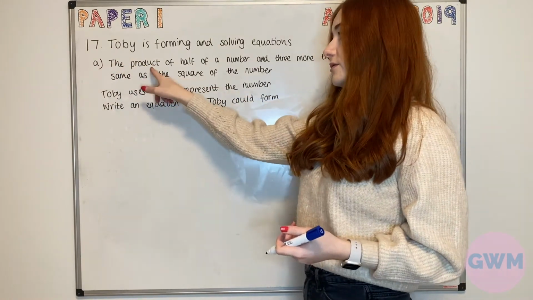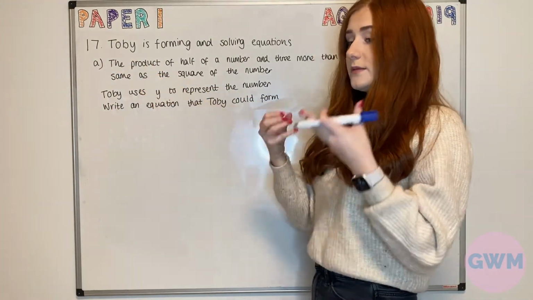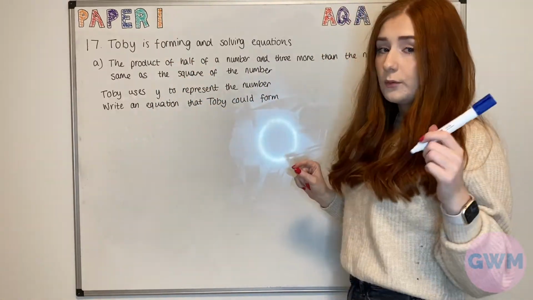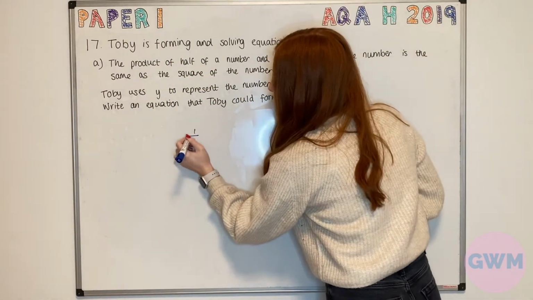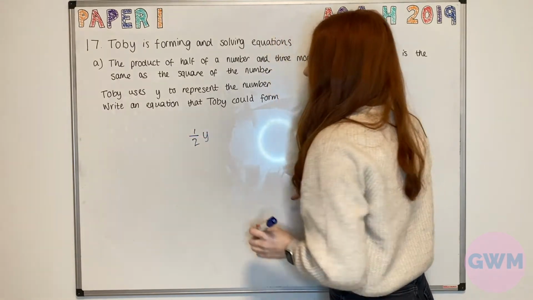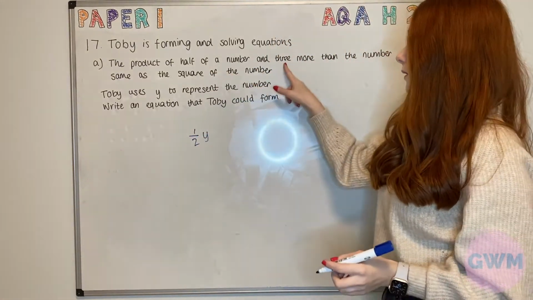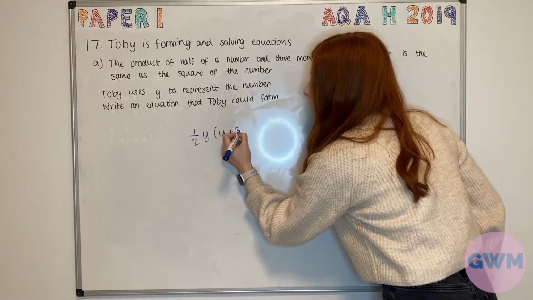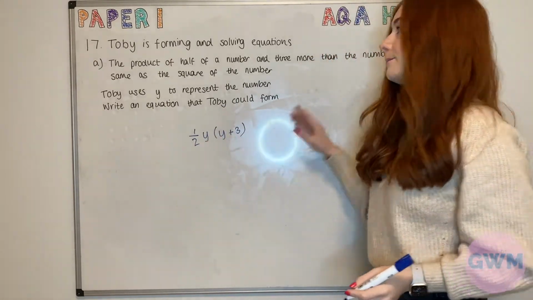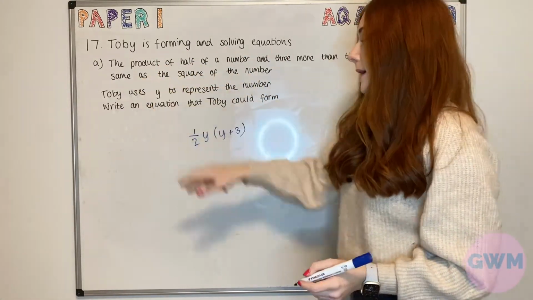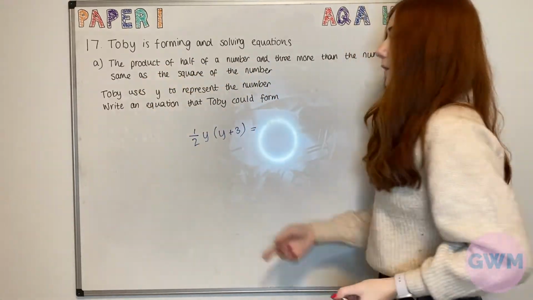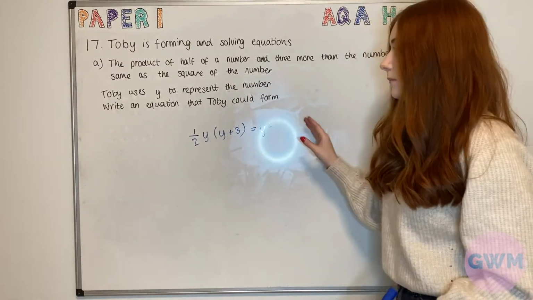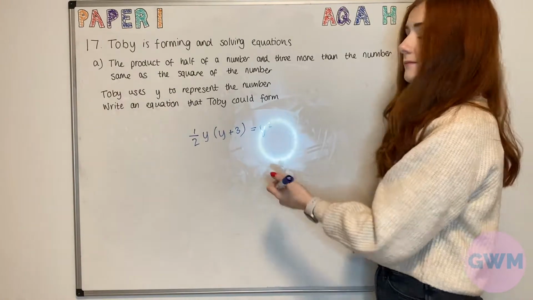The product, so that's multiplication, you times two factors together, so the product of half of a number, that number we know as y, so half a number, and we're timesing that by 3 more than the number, so the number plus 3 is the same as, so we equal it to the square of the number, y squared. Write an equation Toby could form. There we go, we've done it.